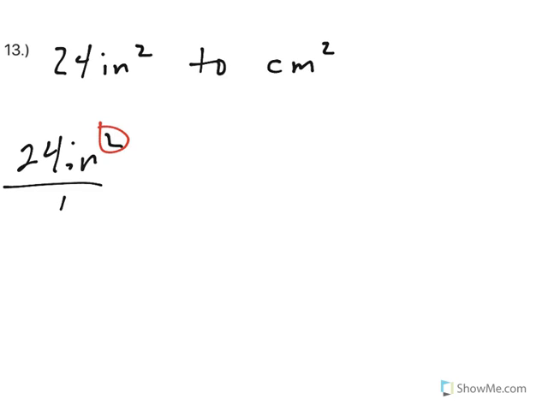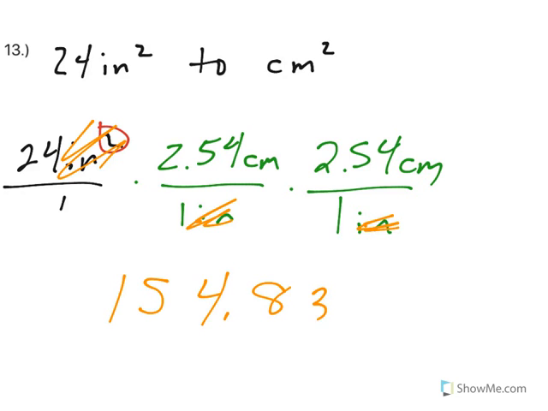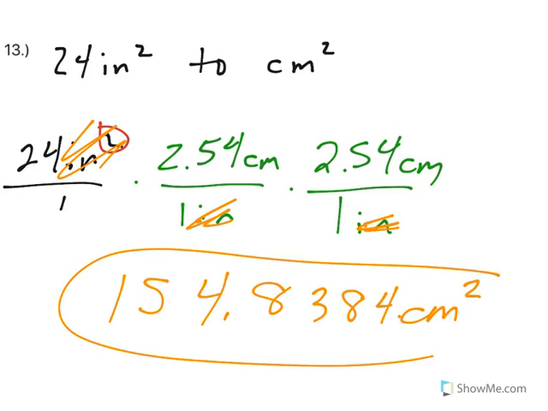Number 13, we start with 24 square inches. Again, the exponent tells you do your conversion twice. So I know that 1 inch is 2.54 centimeters, and I've got to do that twice. So 1 inch gets rid of the 2 inches. Everything's in the numerator, so I multiply across, and I have 154.8384 centimeters squared. And you might round. I just went out 4 places because that's what I felt like.